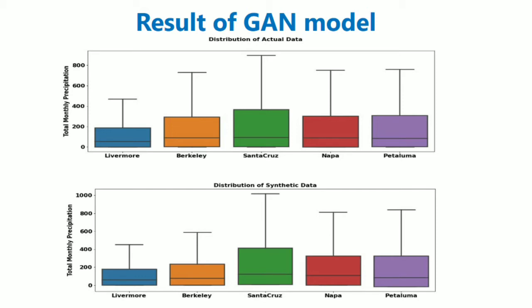Now talking about the result. Here you can see that the first is the result from the actual data that was given, and the second is the synthetic data, that means the data predicted by the model that I have used. This is the total monthly precipitation of the 5 stations in California. You can see that the predicted and the actual data are almost the same. The relation I will be discussing in the next result part.